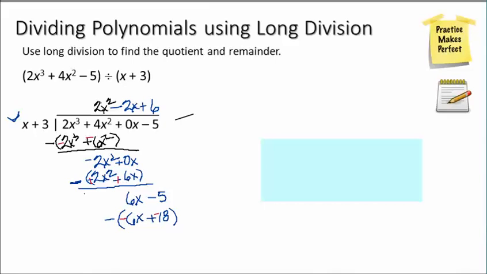I like changing it to red so that way when I put that minus sign above the 18, I didn't do anything with the plus sign. I just let you know, oh, now it's negative. So I got 6x minus 6x, that's a 0. Negative 5 minus 18 gives me a negative 23, and that is my remainder.